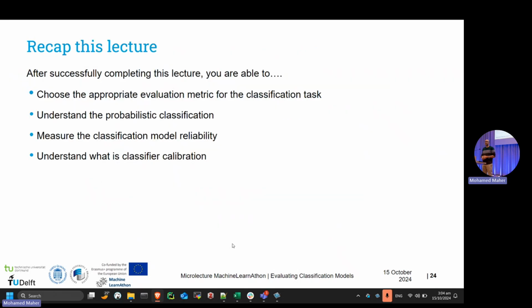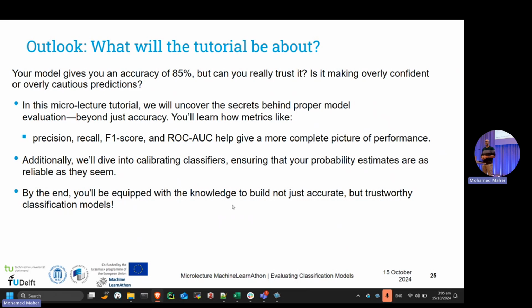To recap this lecture, we have covered different items related to the evaluation and the reliability of classification neural networks and how to calibrate them. You should now be able to choose the appropriate evaluation metric and think about the best evaluation metric that can assess the classification model. You should understand probabilistic classification, measure the model reliability through the reliability diagram, and understand what the classifier calibration step is.